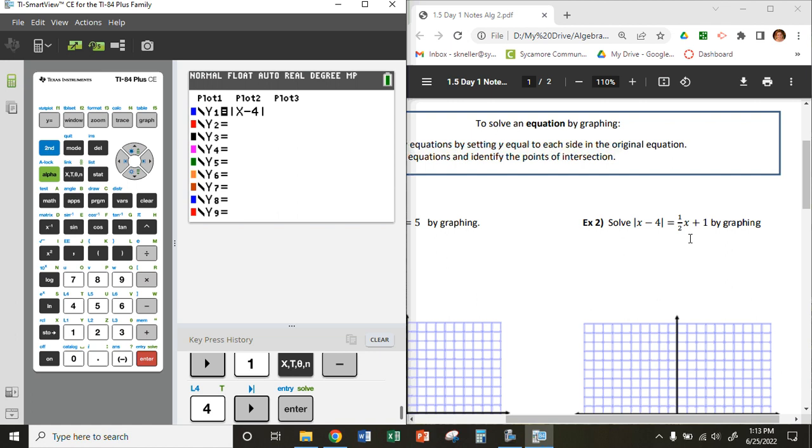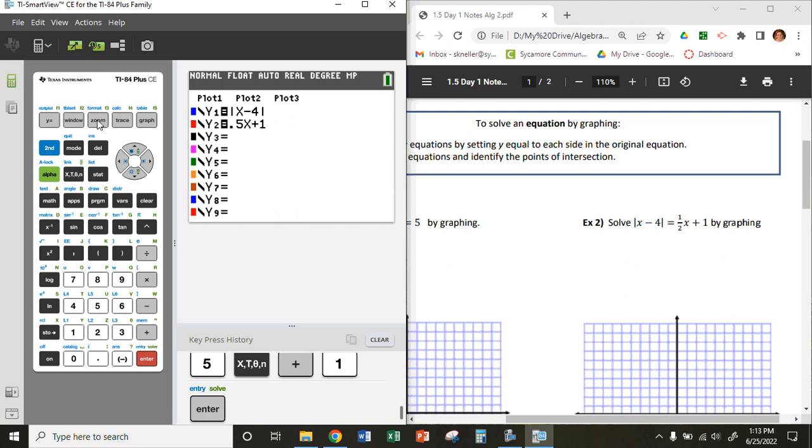So now we're going to enter in the right-hand side of the equation for the next y equals in the calculator. Now you can use 1/2, you can use a fraction, or you could use a decimal. So I'm going to do 0.5x just because it's going to save a little bit of typing. And I know that the decimal for 1/2 is 0.5, and then plus 1. And again, you can hit enter or you can hit the down arrow.